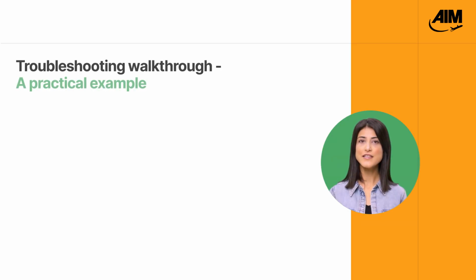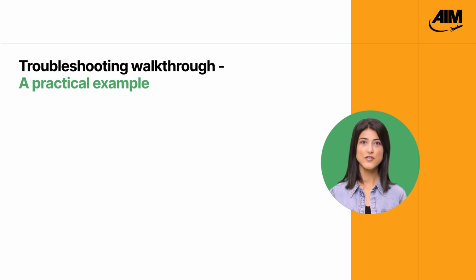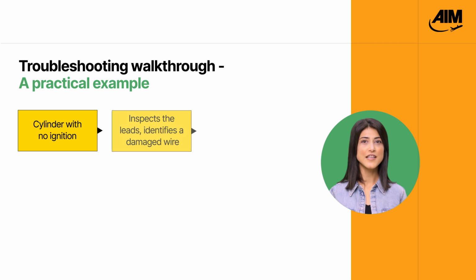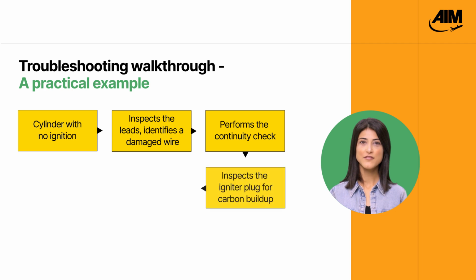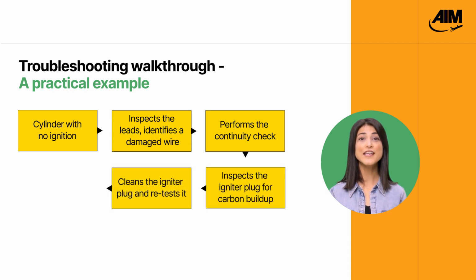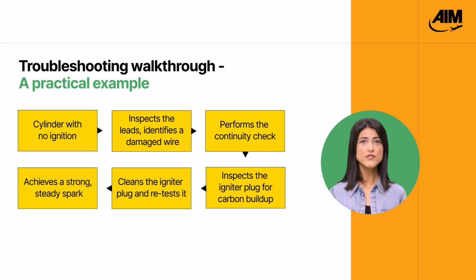Here's a real-world example. A technician encounters a turbine engine that won't ignite during startup. They inspect the ignition harness and find a damaged lead. A continuity check confirms the break. They also inspect for carbon buildup and then clean the igniter plug. After replacing the lead and reassembling, a retest shows a strong, consistent spark from the exciter.